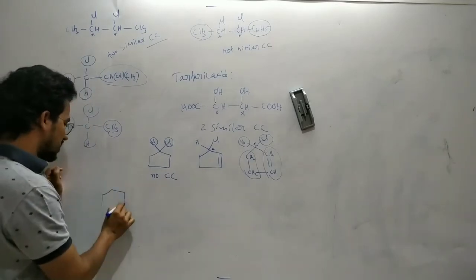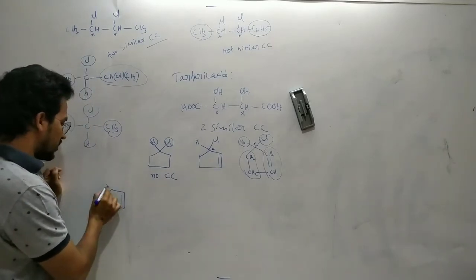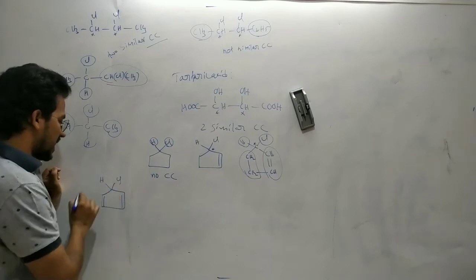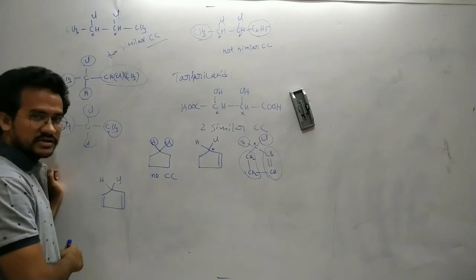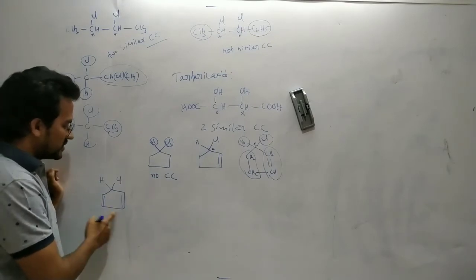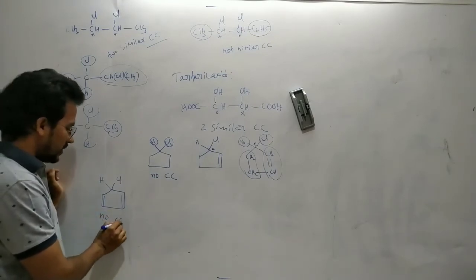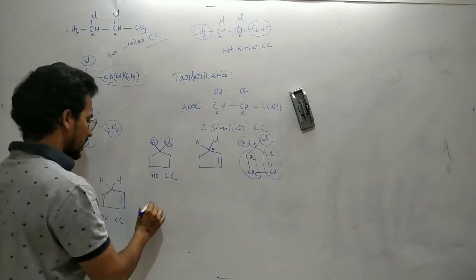Suppose coming to this example, double bond here, double bond here, this chlorine and this hydrogen. CH double bond CH, CH double bond CH. Here on both sides again similar groups, so no chiral carbon.